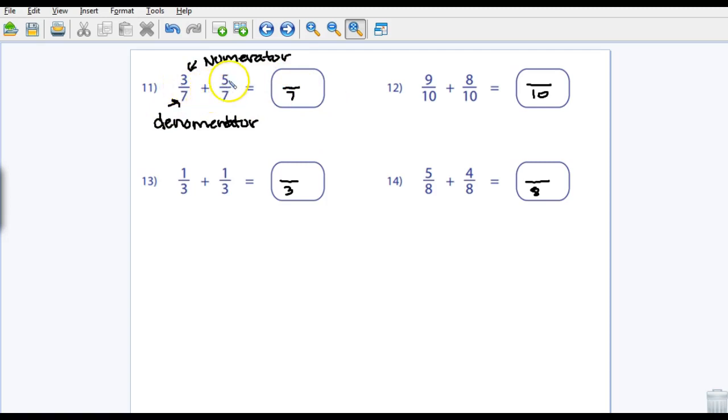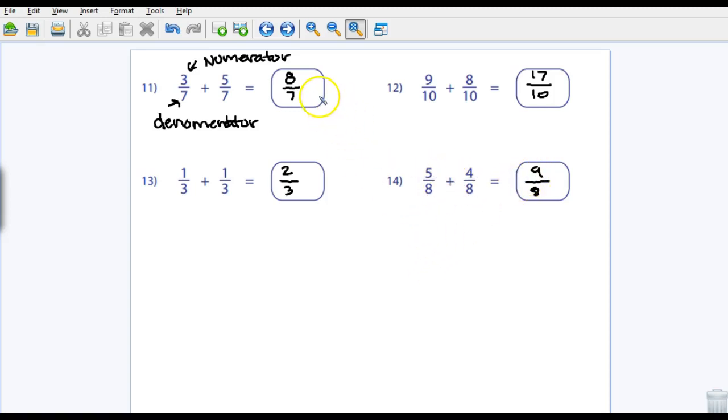So 3 plus 5 is what? 8. We're going to write our answer. 9 plus 8 is what? 17. We're going to write our answer. Go ahead and do the next 2. Pause your video and do the next 2, and then come back and check your work. Perfect. I hope you're back. So check your work. 1 plus 1 is 2. That's very simple. 5 plus 4 is 9, and that is simple.